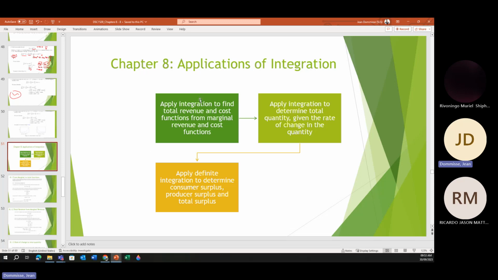So we're going to do that with this study unit. We're going to apply integration to find total revenue and total cost. Then we will also try to get to a total quantity. So they might talk about the rate of change in the quantity, and we will look at that.